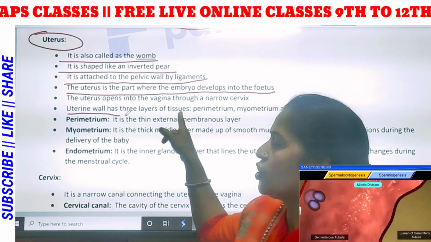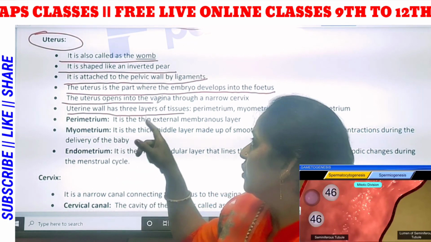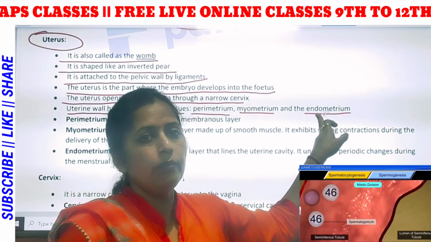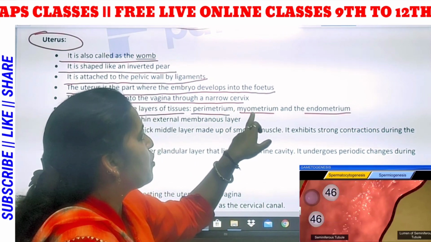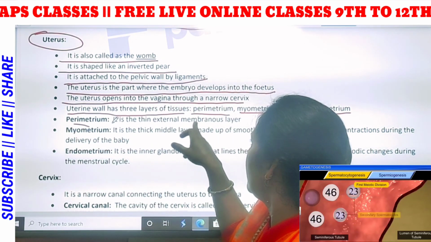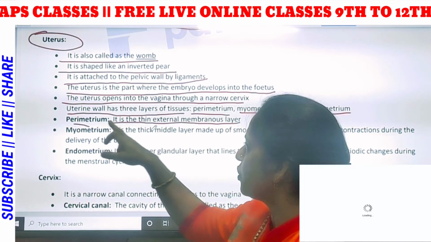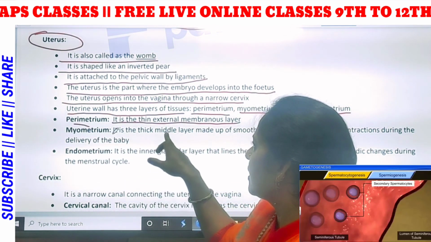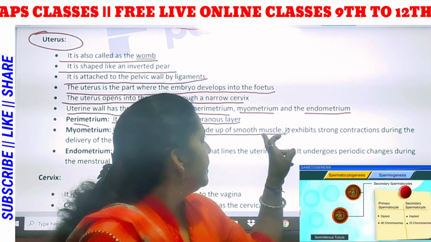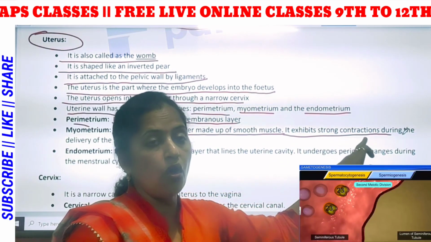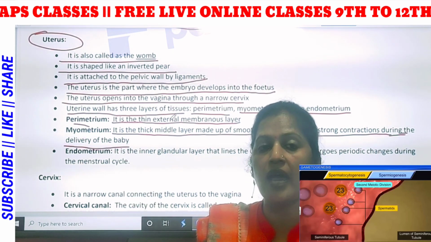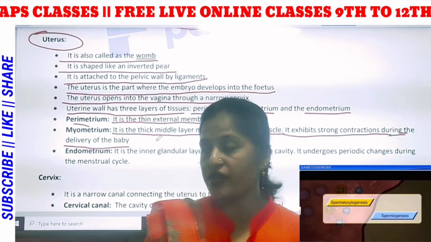The uterine wall has 3 layers of tissues: perimetrium, myometrium, and endometrium. The innermost is the endometrium, the centermost is the myometrium, and the outermost is the perimetrium. Perimetrium is a thin external membranous layer. Myometrium is a thick middle layer made up of smooth muscles. It exerts strong contractions during the delivery of the baby. When the baby is delivered, at that time these muscles contract strongly.